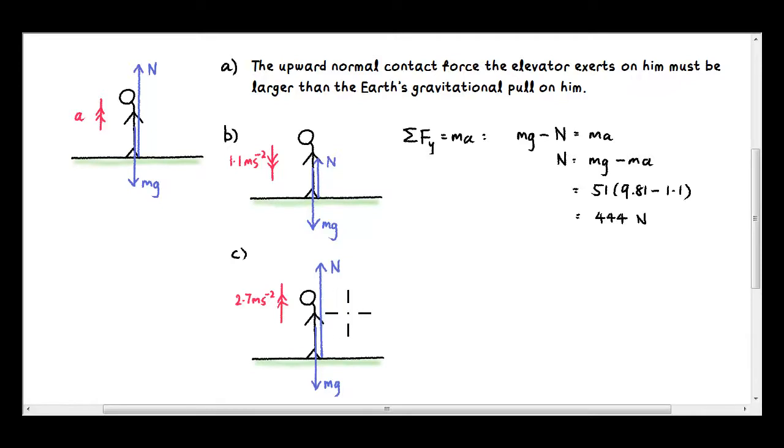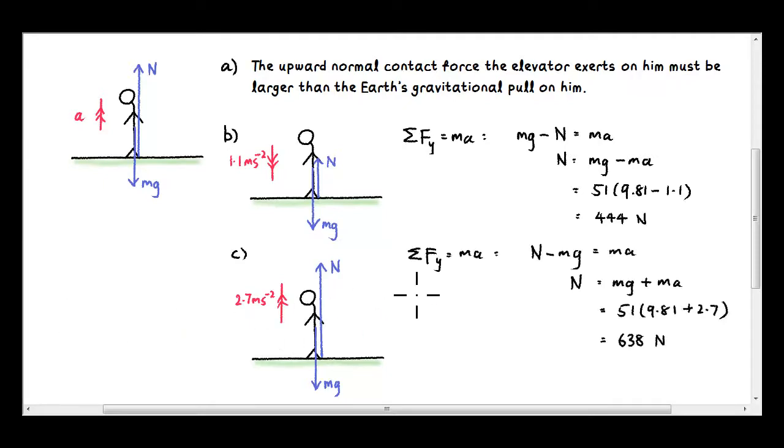In the next scenario, the elevator is moving downward, but is slowing down. So it's slowing down on the way down. Since it's slowing down, it must mean that the acceleration is in the opposite direction, which is up. So the acceleration is upward. Since the acceleration is upward, we are going to take the upward normal contact force minus the downward weight, and we are going to equate this to the man's mass times his acceleration. Rearrange the equation. You'll notice the normal contact force is larger than his weight. Put in the numbers, and it turns out to be 638 newtons.